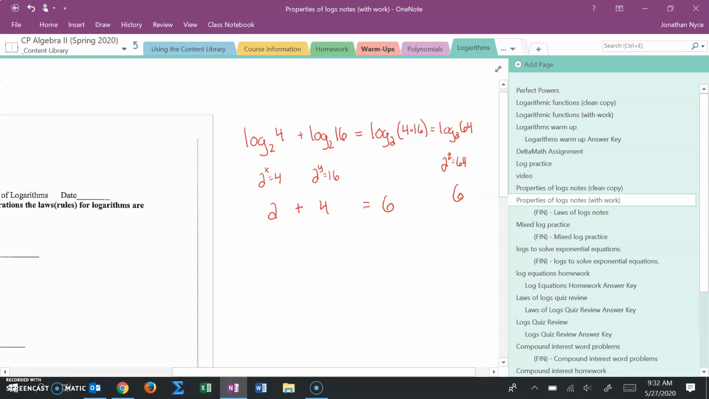So the idea here is that when you're adding two logarithms and the bases are the same, that's key, the bases have to be the same, we can rewrite that as a logarithm of the two numbers we're taking the log of multiplied together. So log base 2 of 4 is the argument in this one, 16 is the argument in this one. We can multiply those two arguments and rewrite it as a single log of those two arguments multiplied together. And that has to do with the properties of exponents.